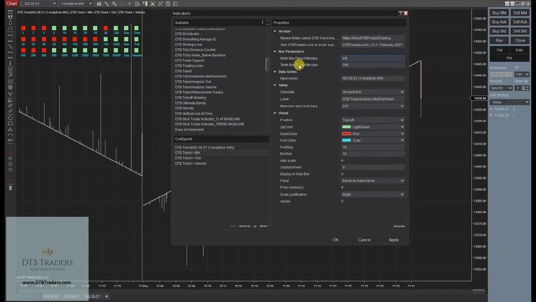So that is with the minutes. The next one is with the ticks. The same thing with the ticks: it's got these pre-built numbers in, and you can select your 9th box and your 10th box, the value of those ticks. We'll look at that chart in a moment. And it's the same with volume. You can select the 9th and 10th box values for the volume.